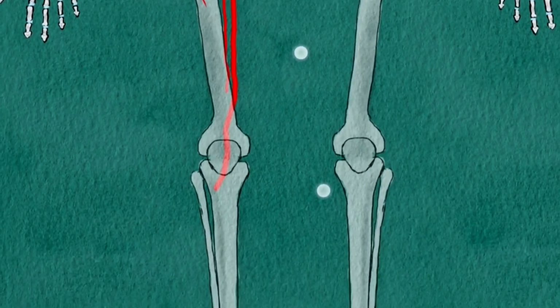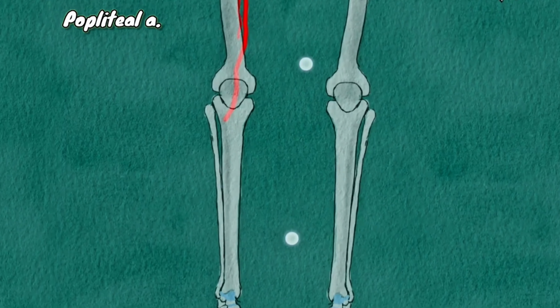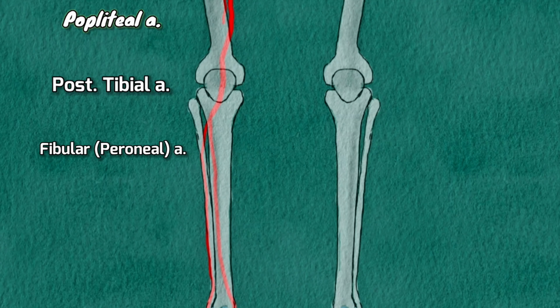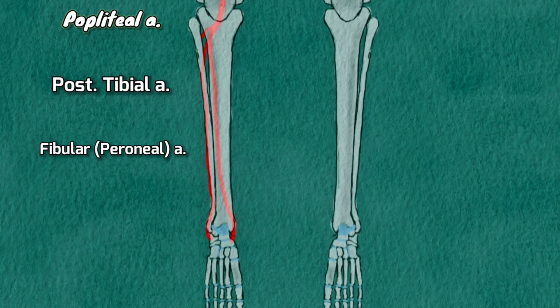Continuing inferiorly, we can see the popliteal artery, sited just behind the knee. The popliteal artery produces three main branches, which are the posterior tibial artery, which supplies the posterior compartment of the leg, the fibular artery, which supplies the lateral compartment of the leg, and the anterior tibial artery, which supplies the anterior compartment of the leg. The anterior tibial artery also produces the dorsalis pedis artery, a branch which runs over the dorsum of the foot.